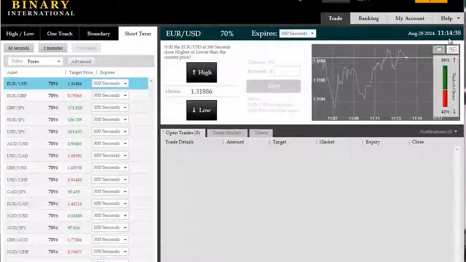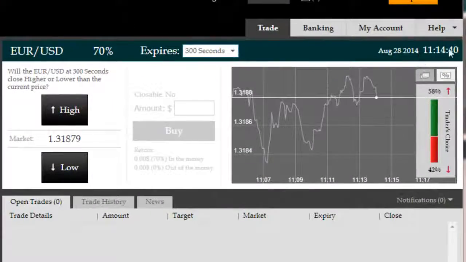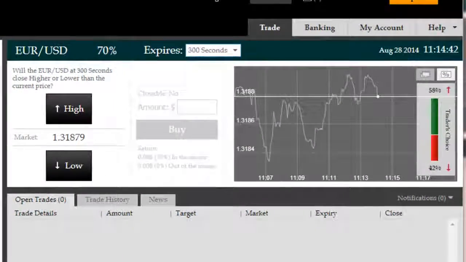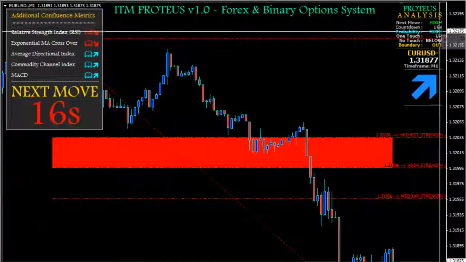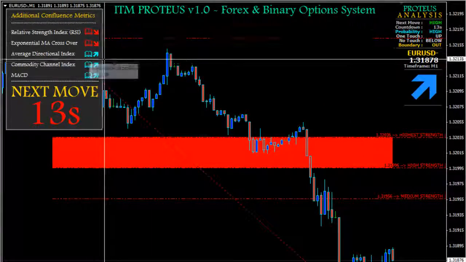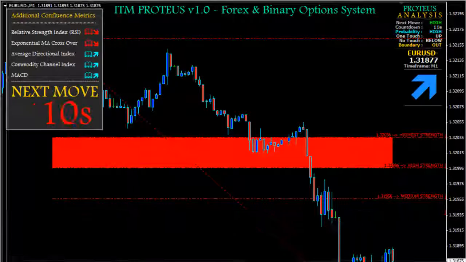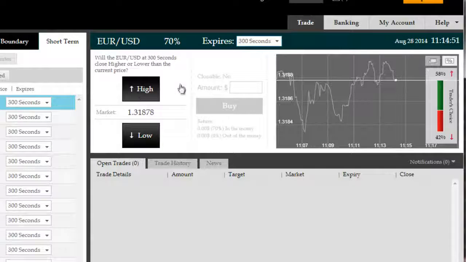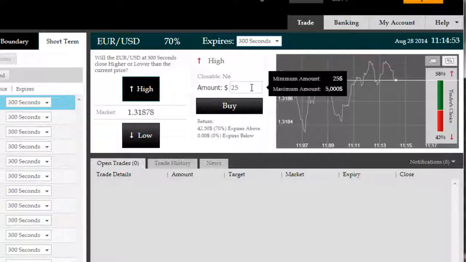All right, back again. Next interval up, 11:14:39. Let's have a look at what ITM Proteus is saying on the charts. We have a high probability associated with a high trade, and all 3 additional confluence metrics versus the 5 are pointing in the same direction. We have confluence and agreement between the 2, lagging and leading.